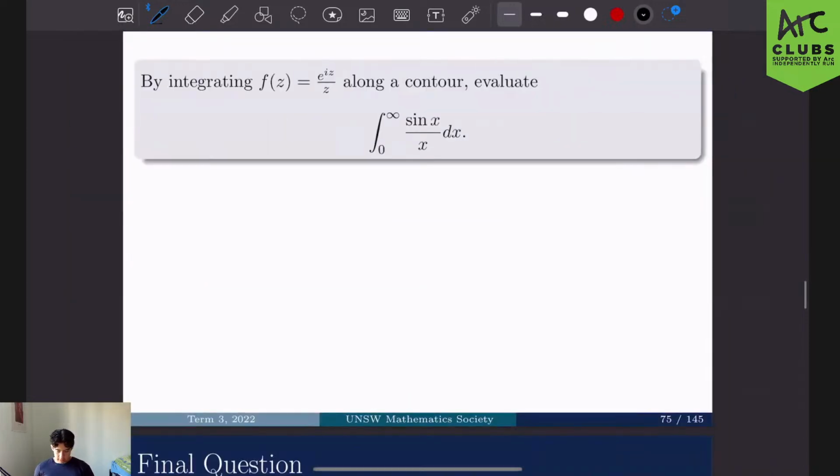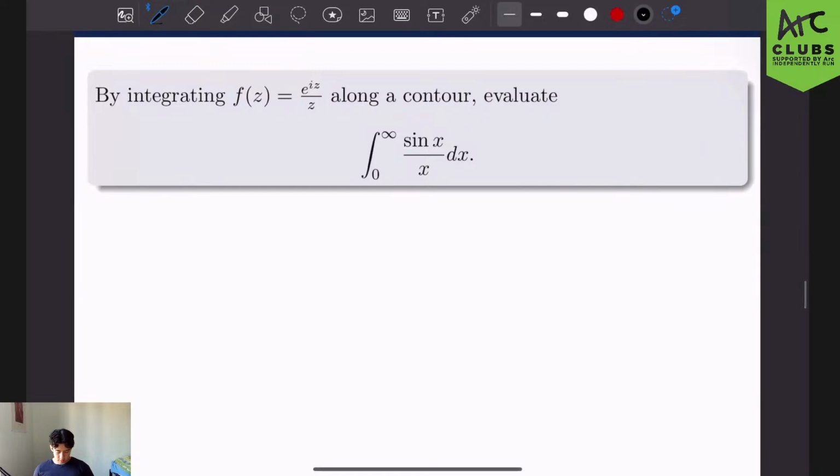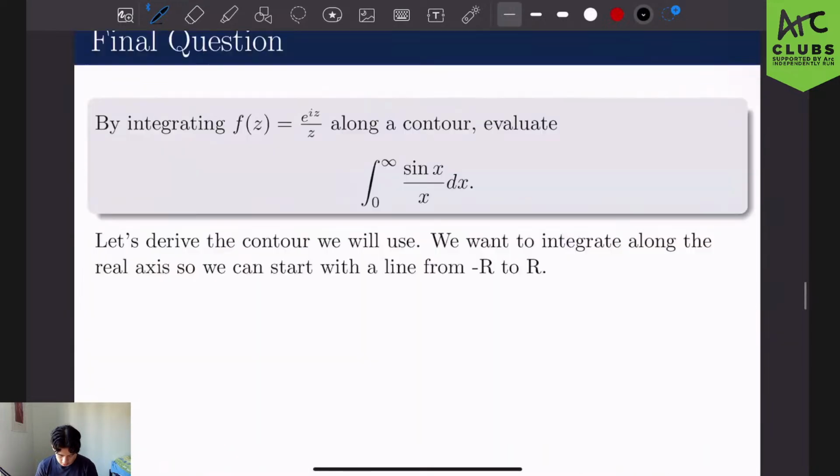Alright, so this is our next question here. This is a long question. We've got to evaluate this, and we've been given a hint here by integrating this, but they don't give us a contour, so we need to choose one.